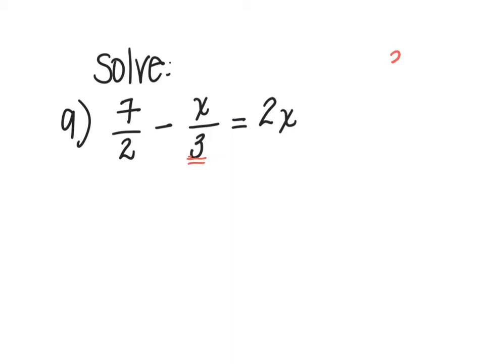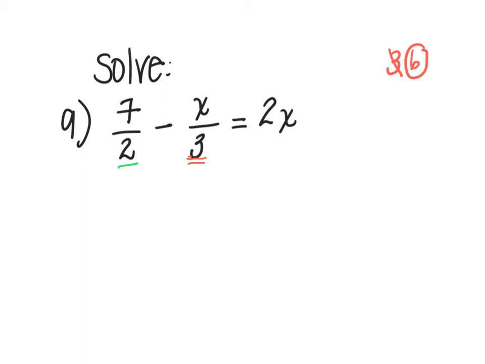So I look and ask myself, can I divide 3 by 2? No, I can't divide 3 by 2 evenly. So I'm going to go to the next multiple of 3, which is 6. Can I divide 6 by 2 evenly? Yes. So that means that 6 is my LCD.